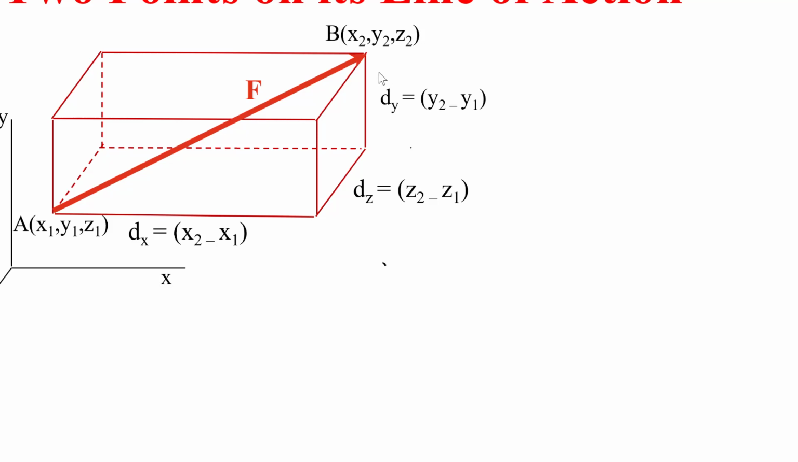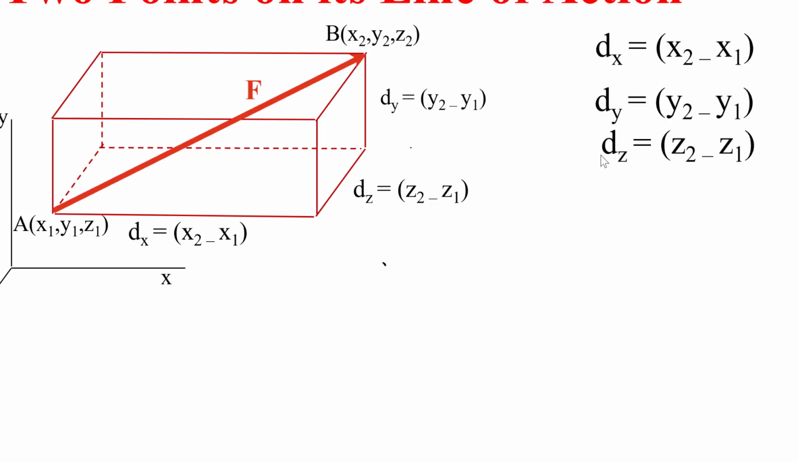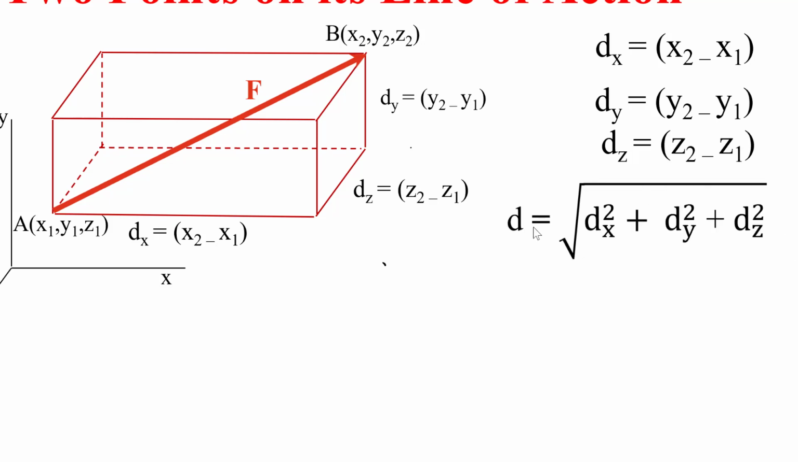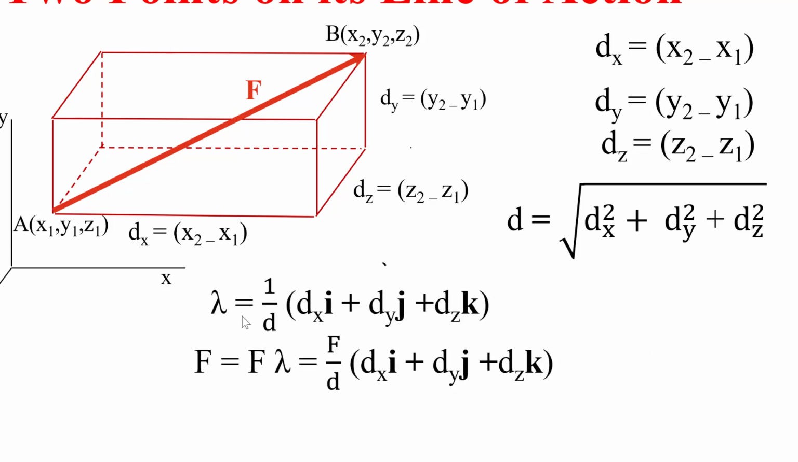Once I get dx, dy, and dz, the next step is to calculate the total distance from A to B. The total distance D is equal to the square root of dx squared plus dy squared plus dz squared. Once you determine that, the next step is to determine the vector lambda.